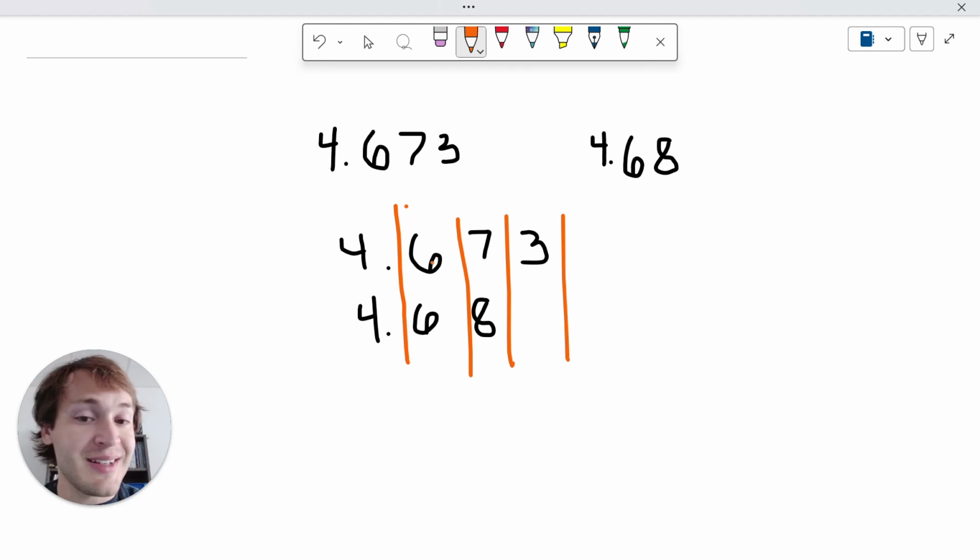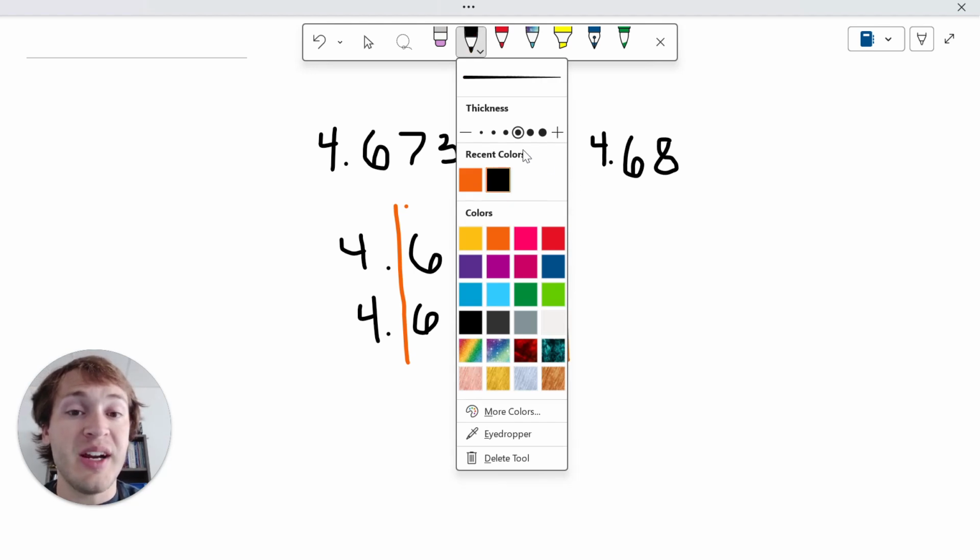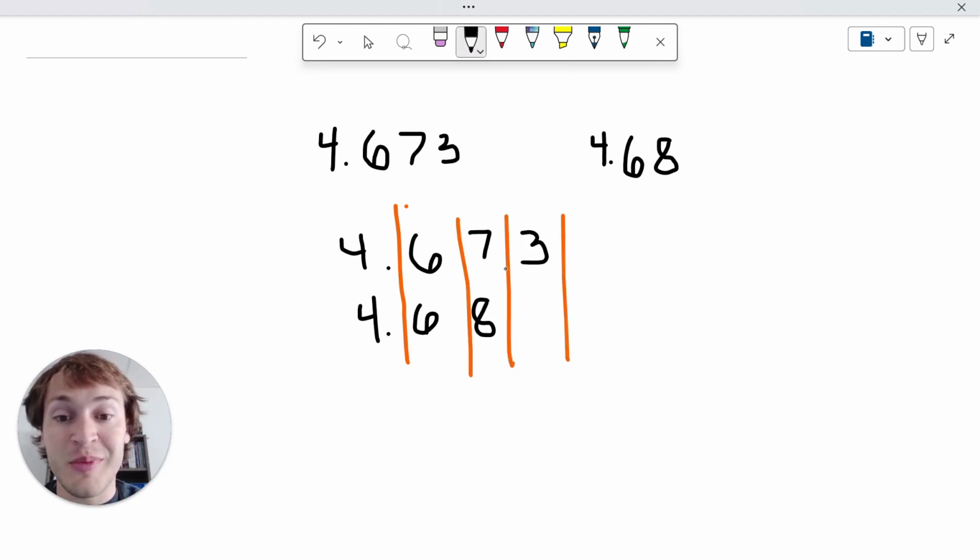We're comparing 6 and 6. Which one's bigger? They're the same. Next digit. We're comparing 7 and 8. 8 is bigger than 7. So we can actually stop right there. We already have enough information to know that 4.68 is actually bigger than 4.673.